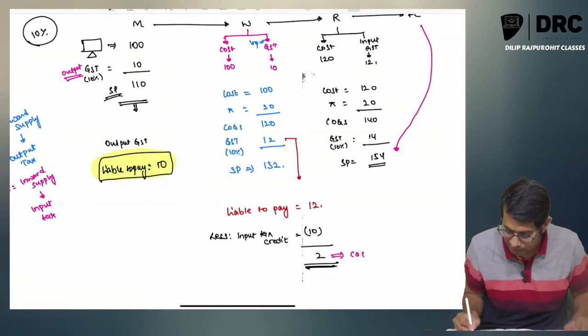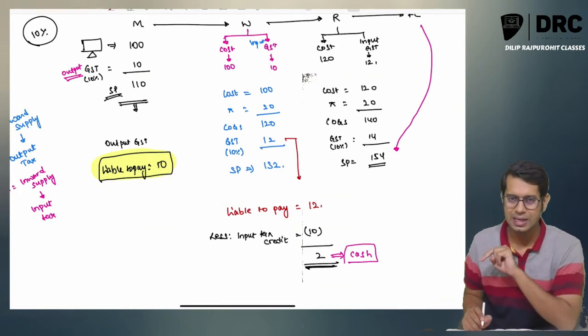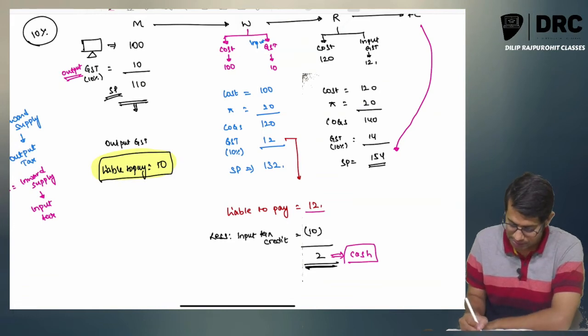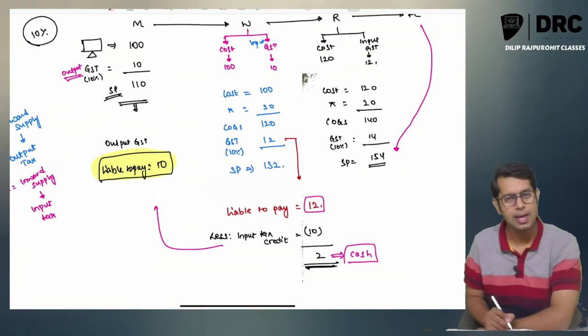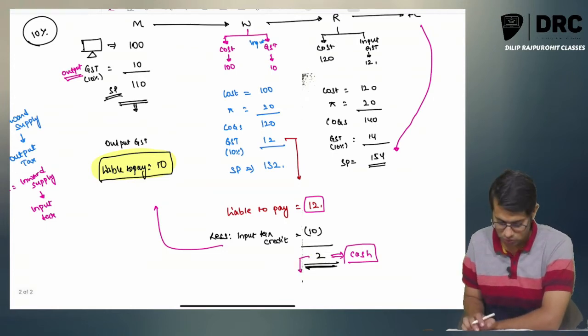Therefore the net tax which he has to pay in cash is how much? 2 rupees. See, his liability is 12, but the government is telling him this is already paid by the manufacturer, you only pay me 2 rupees.